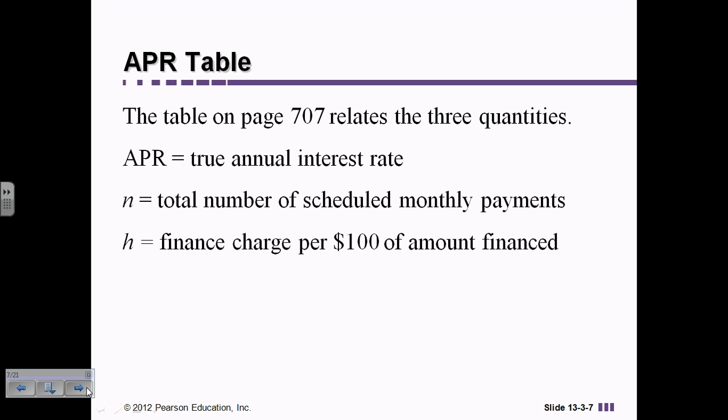If you look on page 707 in your book, there is an APR table that talks about how many months you're going to have the loan for, or how many monthly payments, and percentage rate listed, and how much finance charge you can be expected to pay per $100. So that chart you're going to need to look at and you need to have a copy of, and I'm going to try and get it out on Blackboard for y'all to have in your notes. So N is the number of scheduled monthly payments, and H is the finance charge per 100. So you've got to know that. Remember that.